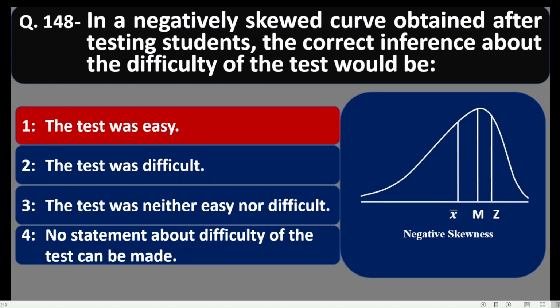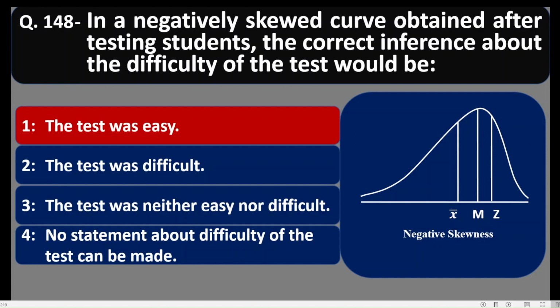On the screen you can see the figure of negative skewness, in which on the left side the mean is given. After that, the median is there, and then Z is there. On the basis of this figure, we can say that maximum students have got marks more than the mean, which means the test is very easy, so that maximum of the students have got marks more than the mean.